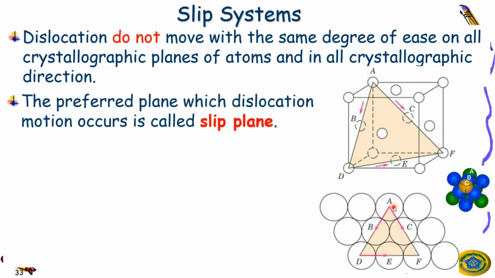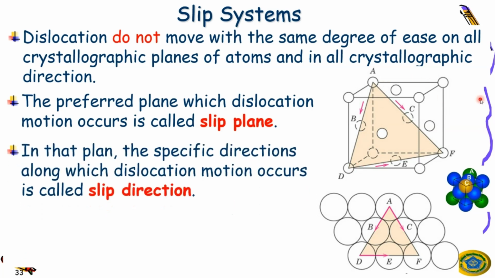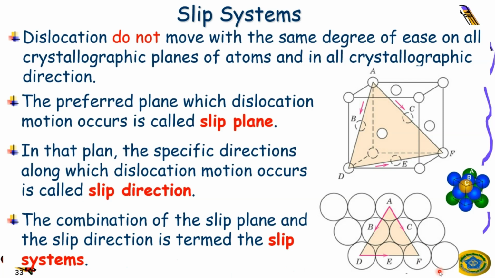So the preferred plane on which dislocation motion occurs is called the slip plane. This is called the slip plane. In the plane, the specific direction along which dislocation motion occurs is called the slip direction. So this is the slip direction. In two dimensions, this is the slip direction. The combination of the slip plane and the slip direction is termed the slip system. Okay, so the slip system is the combination of slip plane and slip direction.